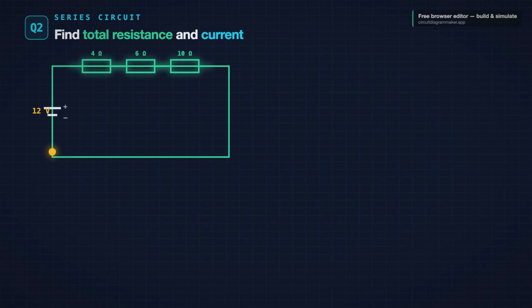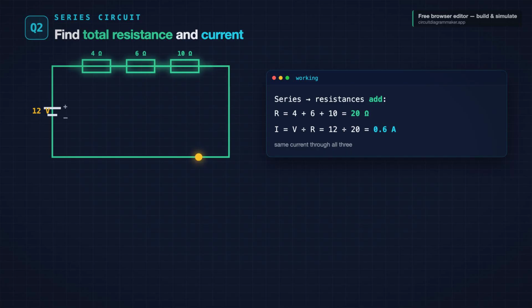In series, there's only one path, so the resistances simply add up. Total R equals R1 plus R2 plus R3, 4 plus 6 plus 10, which is 20 ohms. That's your total resistance. Now the current. Ohm's law. I equals V over R. 12 volts divided by 20 ohms gives 0.6 amps, 600 milliamps.